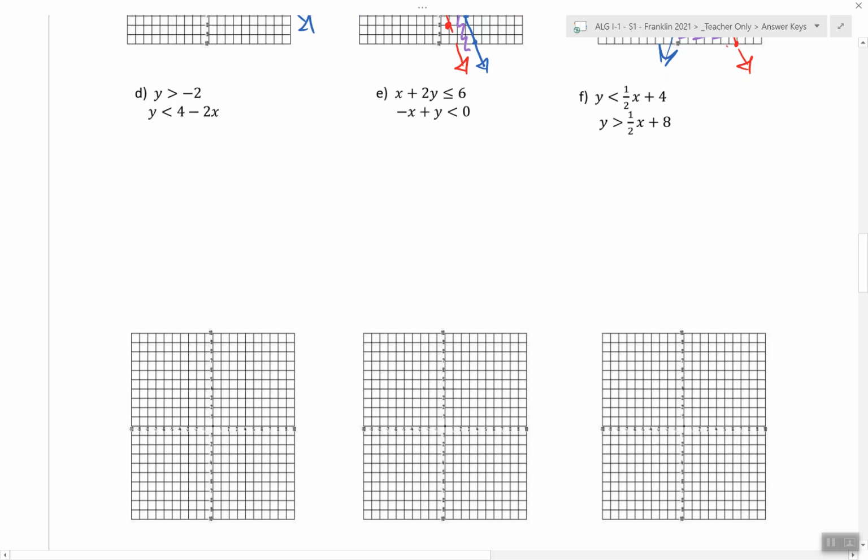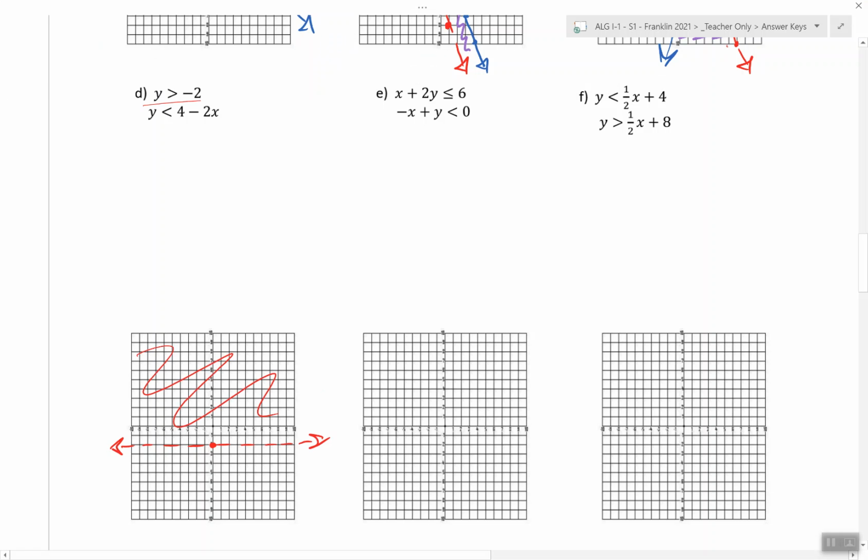Example D, y is greater than negative 2. Again, we've got a horizontal line here, dotted line, and it is shaded above.